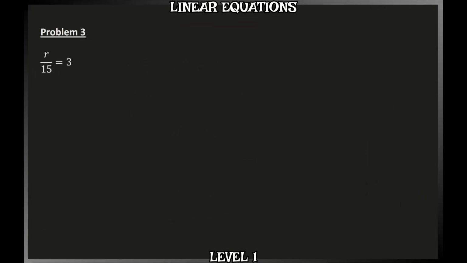In problem 3, we're solving r over 15 is equal to 3. So we need to get the r on its own and remove the 15 from the denominator of the fraction on the left. Now the 15 at the bottom of that fraction is dividing r, and the inverse of dividing by 15 is to multiply by 15. So we can multiply both sides of the equation by 15.